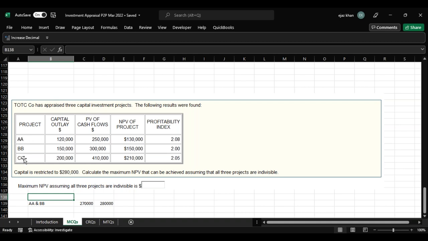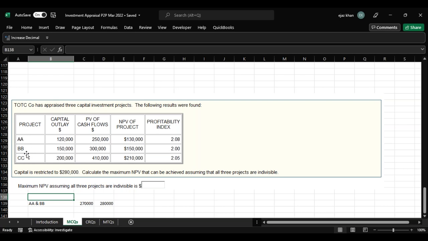Can we have the first and the third project together? No, we can't. We have a total capital available of $280,000, whereas we need $120,000 and $320,000 for these two projects. We don't have that. So we can't have these two projects together. So what other option do we have?